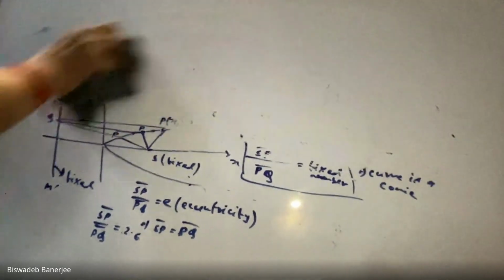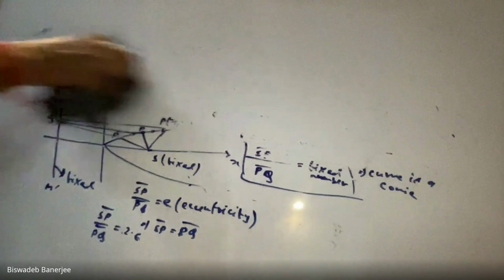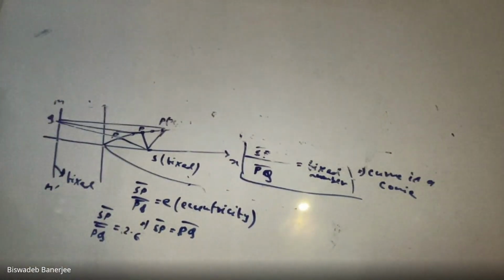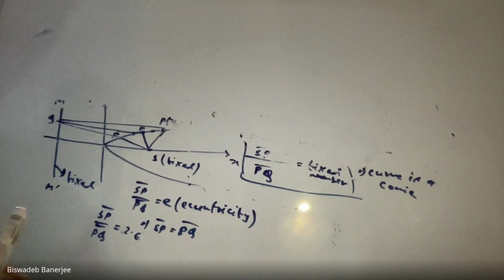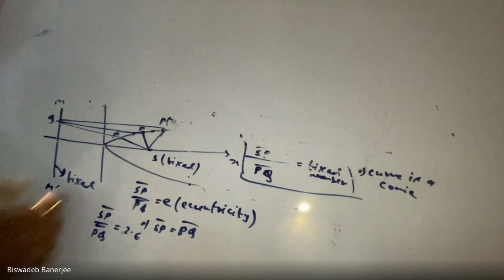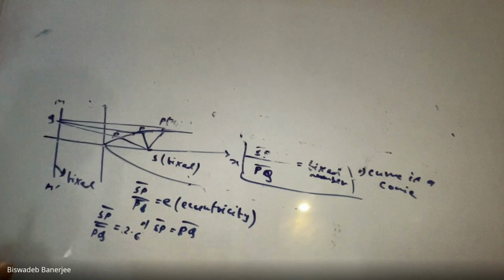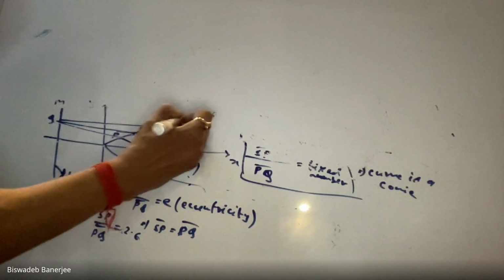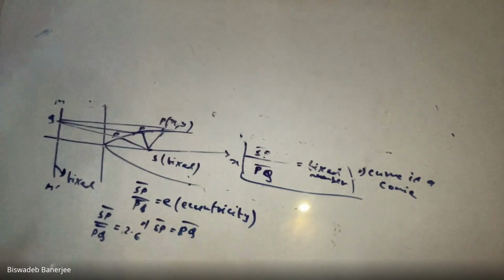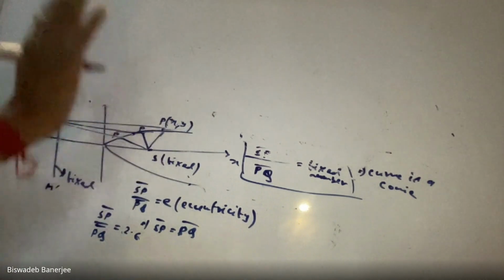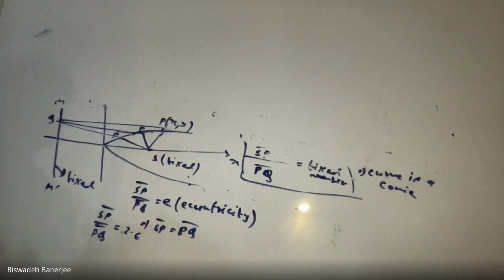So we have discussed different types of conics. One is ellipse, another is parabola, and another is hyperbola. Now coming to this fixed point, I again repeat, this point P is not fixed. This point P can be anywhere on this curve, anywhere. Now, there are some important concepts.